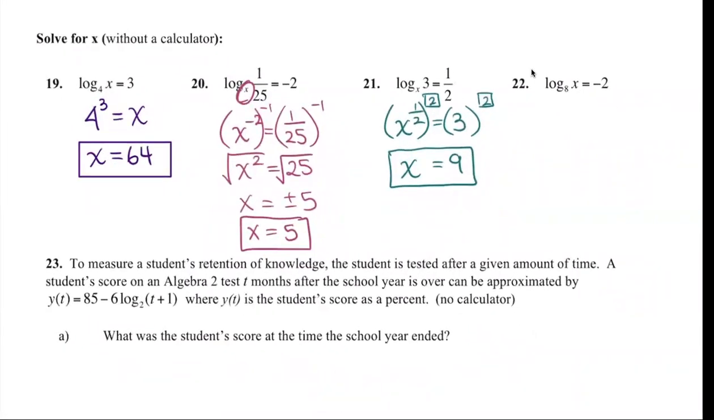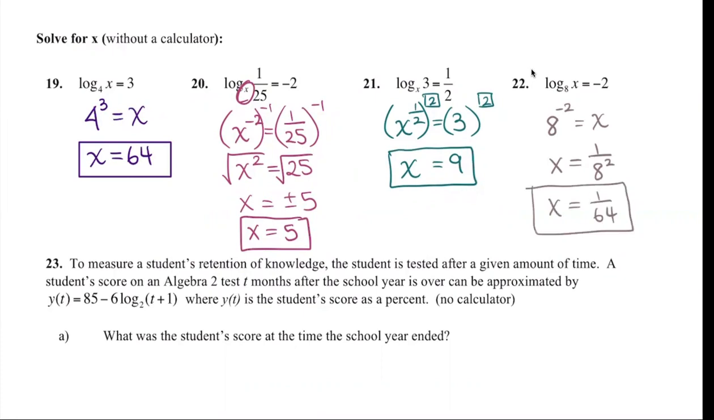So I set it up as 8 over negative 8 to the power of -2 is equal to x. Good. And then I changed it to 1 over 8 to the power of 2. Good. And then I got 1 over 64. Perfect. Nicely done.